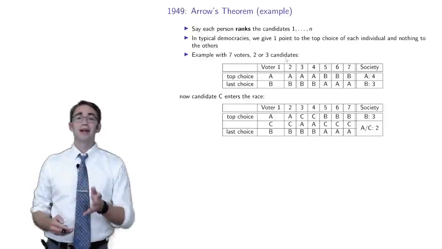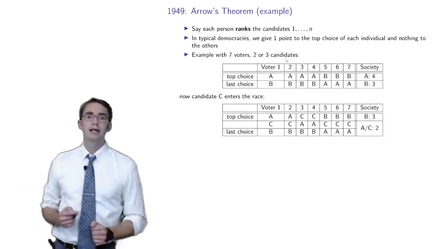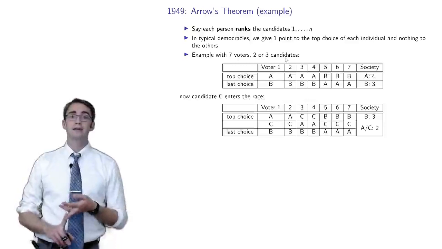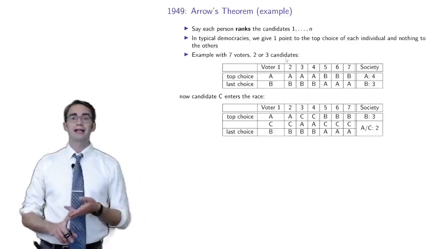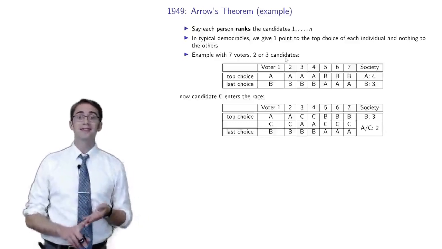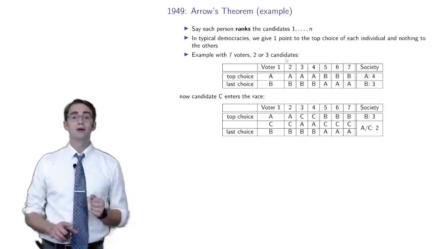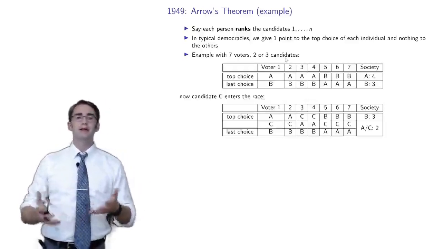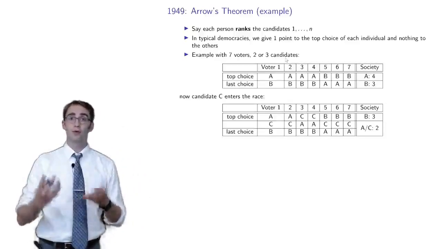So this actually violates the independence of irrelevant alternatives, with this example here. Let's say we have 7 voters, and initially there are candidate A and candidate B. You can see in this example that there are 4 voters who like A the best, and 3 voters who like B the best. So we'd look at this first table and say the group votes that A is the best option here because it's 4-3.